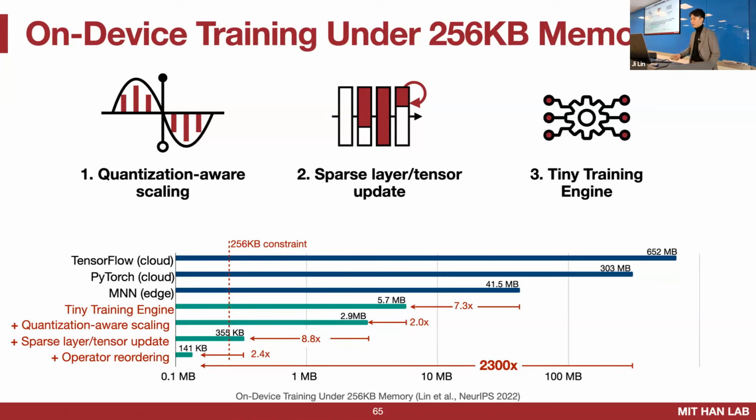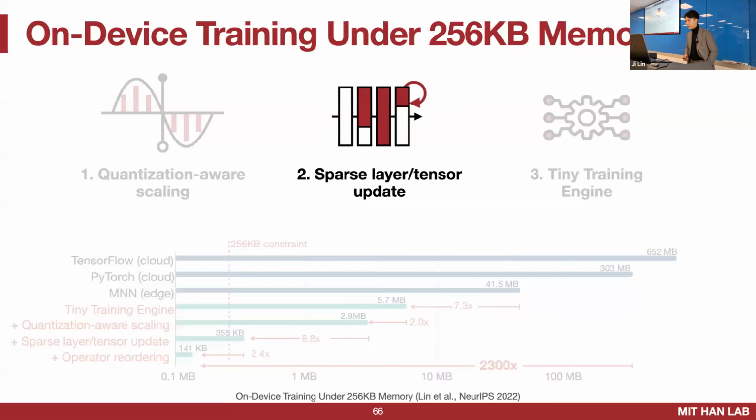And thirdly, we implement a tiny training engine, which is a compiler that allows us to achieve good memory saving together with all this from the algorithm side. So overall, we are able to achieve over 1,000 times memory reduction compared to the PyTorch solution and fit everything under only 256 kilobytes of memory.